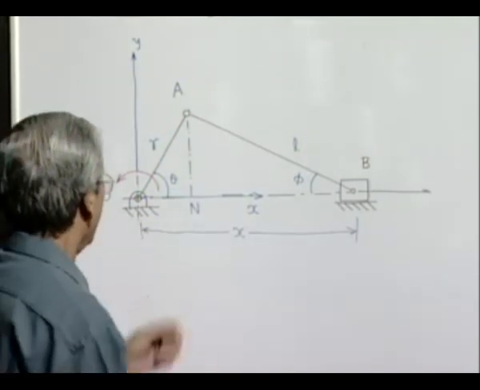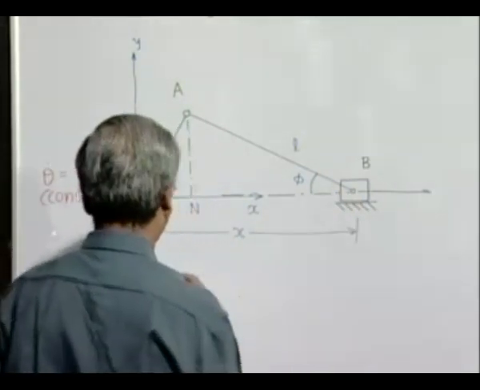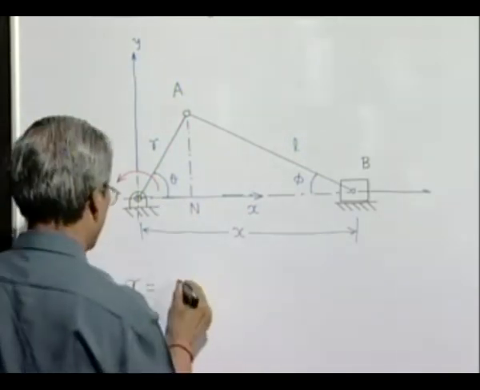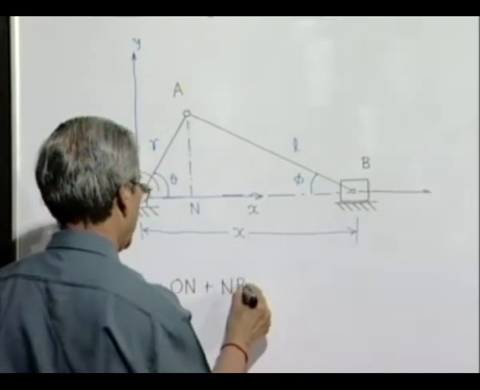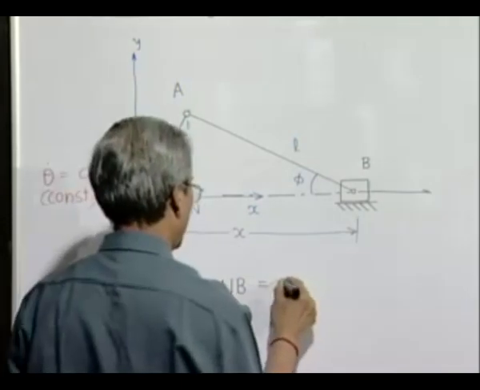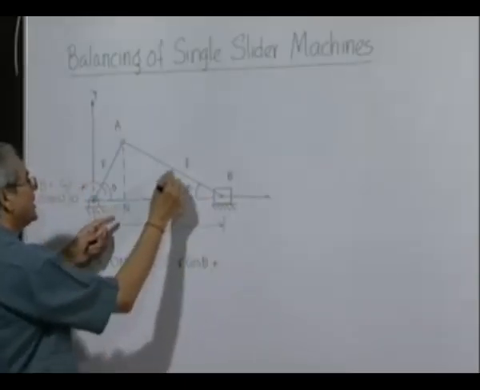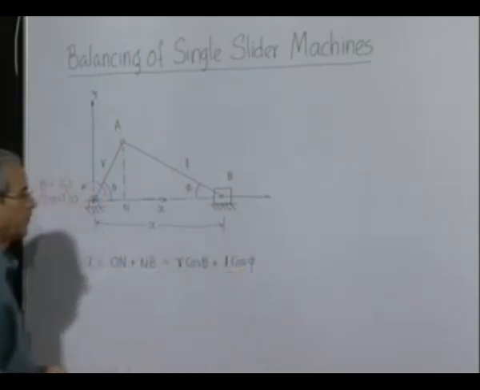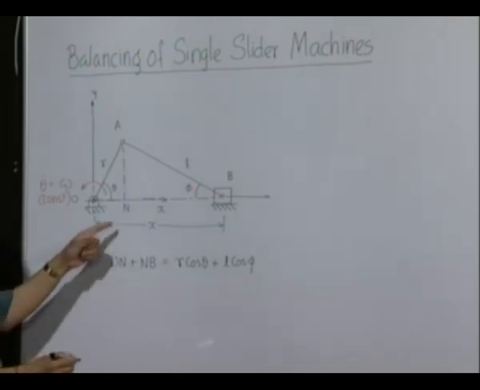Now here we know that this distance from the origin to the slider, which is x, can be written as obviously ON plus NB, and that is equal to how much is ON? It is R cosine theta plus how much is this? It is L cosine phi. Now, theta and phi of course are related by the expression which we will just now see.